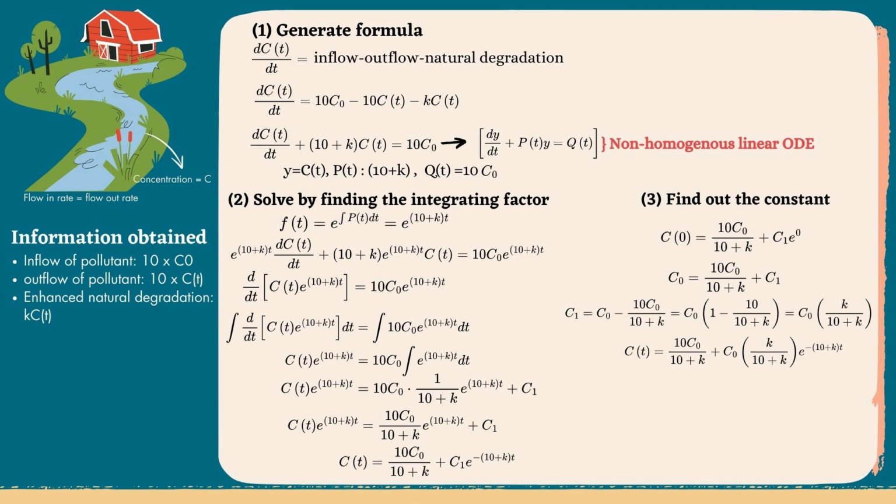To find the particular solution, we can use the initial condition that gives us the pollutant concentration at time 0. This allows us to determine the constant in our solution. Ultimately, we find the expression for the pollutant concentration over time, showing how it decreases due to both the outflow and natural degradation.